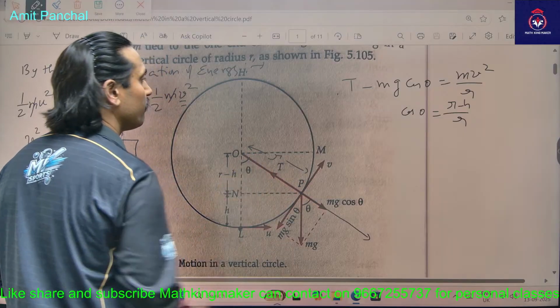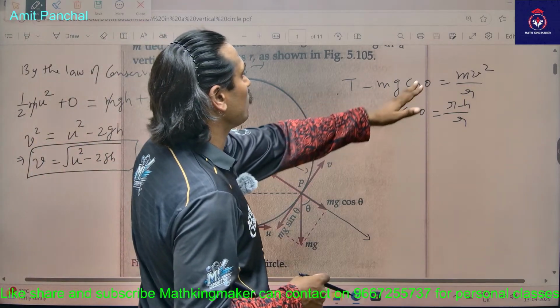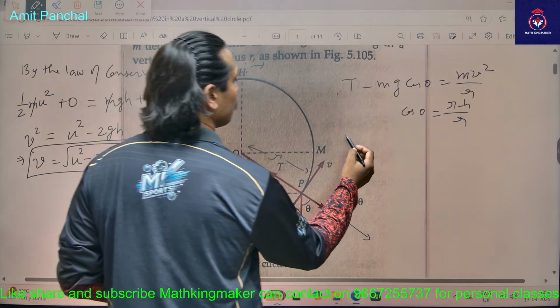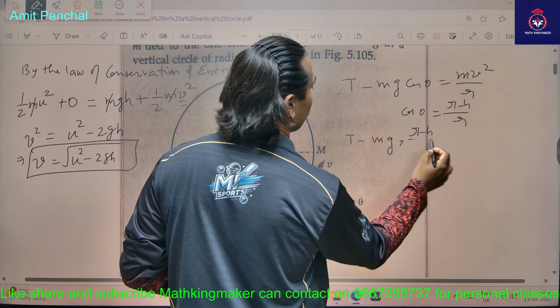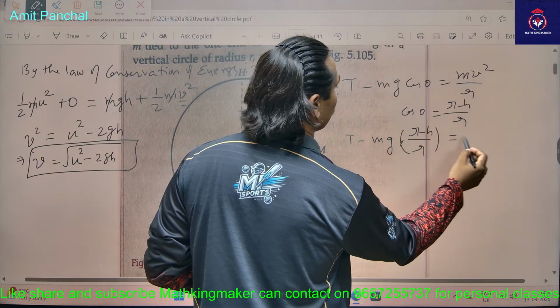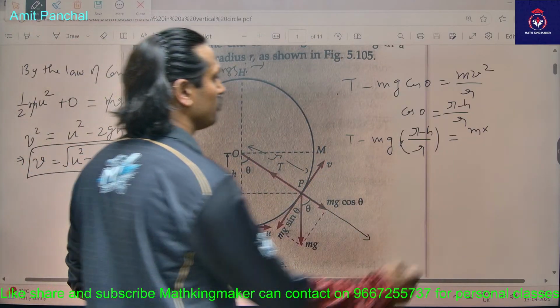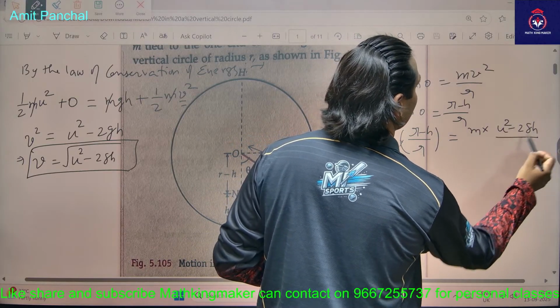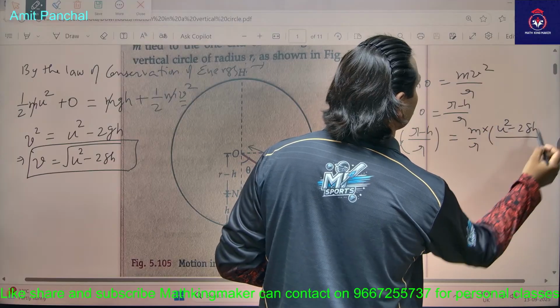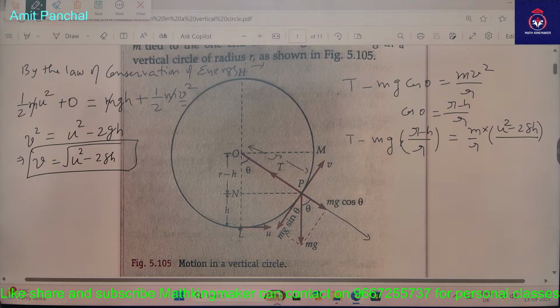Now just put the value of v square as well as cos theta into this equation. So that becomes T minus mg cos theta, which is (r minus h) by r, equal to m into v square, and v square is u square minus 2gh, divided by r. Got this one? Okay, now we are going to solve it.